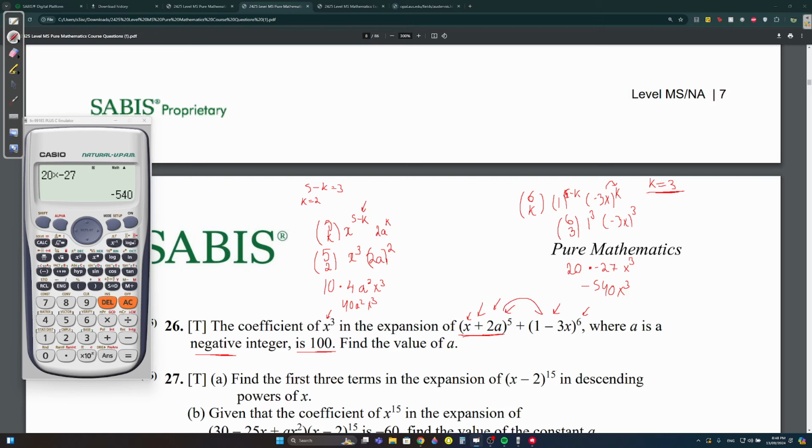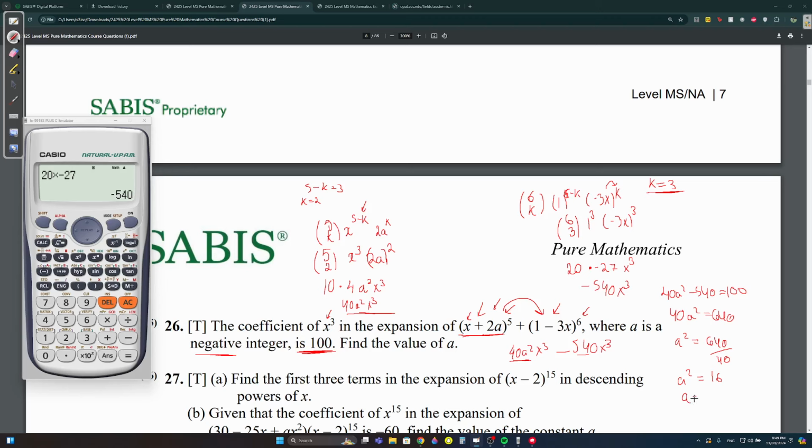Okay, so they're saying this plus this, right? So 40a squared x cube minus 540 x cube. They said that the coefficient at the end is 100. So when you add the coefficients, you're going to get 100. So they're saying 40a squared minus 540 equals 100. Okay, can we solve this? You get 40a squared equals 640. You get a squared equals 640 divided by 40, which I think is 640 divided by 40, which is 16.